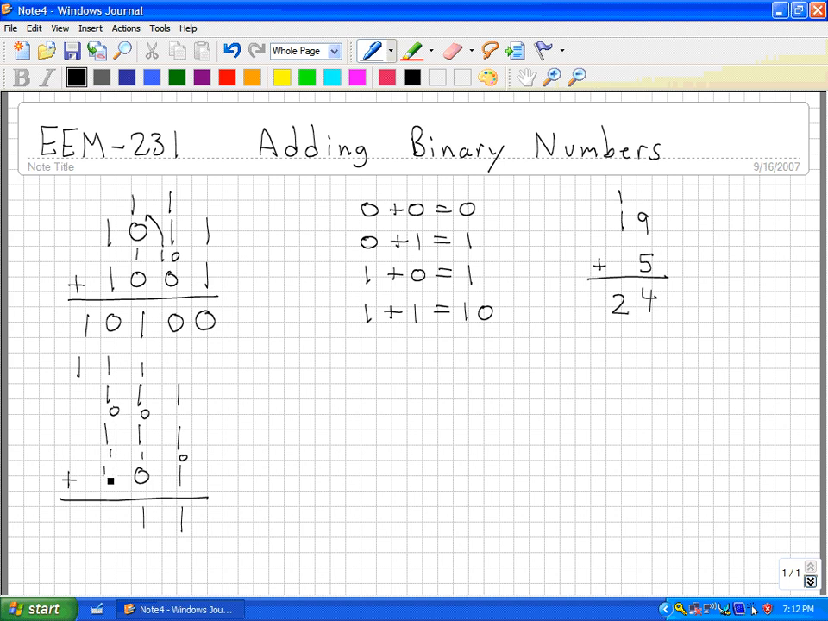This 1 plus 1 would be a 0, and then I would carry this 1. Then this 1 and this 1 added together would be a 0, carry the 1, and then there's nothing there, so I'd bring the 1 down. So the binary numbers 1, 1, 1 plus 1, 1, 1 plus 1, 0, 1 is equal to 1, 0, 0, 1, 1.